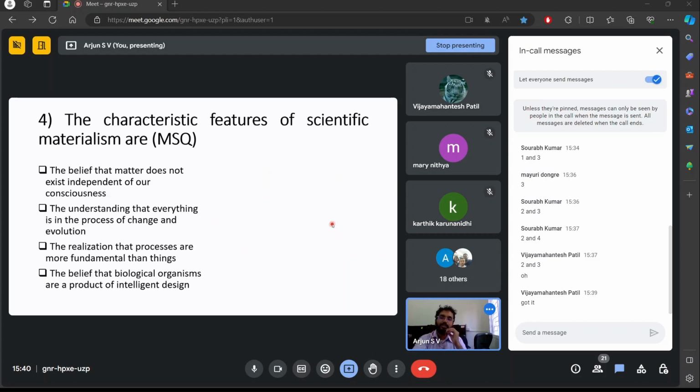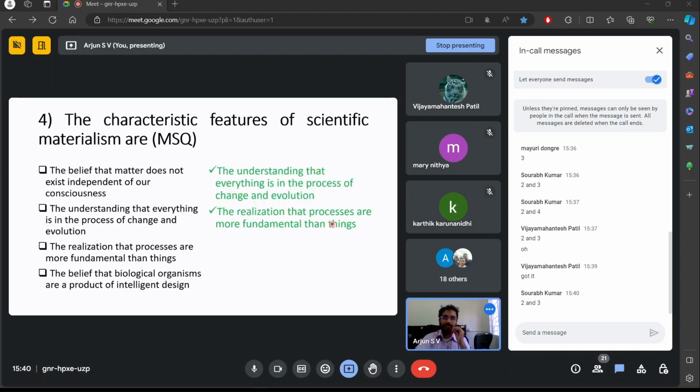So, fourth question: the characteristic features of scientific materialism are... almost similar to questions one and two, but this time it deals with scientific materialism, and this is a multiple select question, so more than one option is correct. Saurabh Kumar, 2 and 3: understanding that everything is in a process of change and evolution, very correct because everything is in flux, and the realization that processes are more fundamental than things. Yes, that is also so.